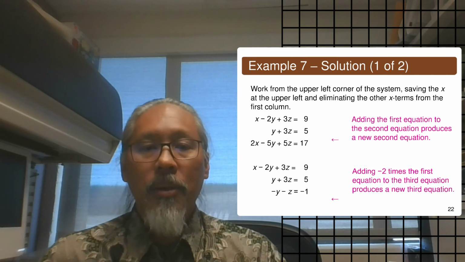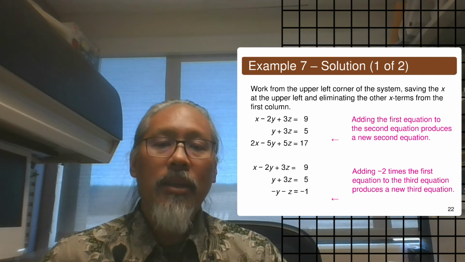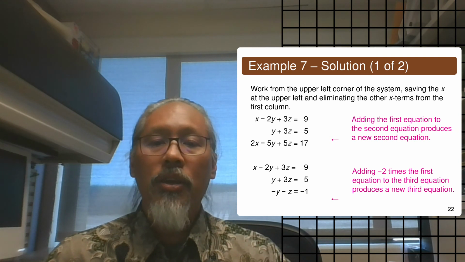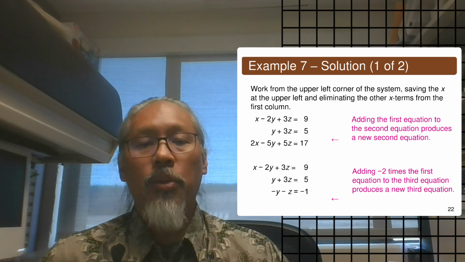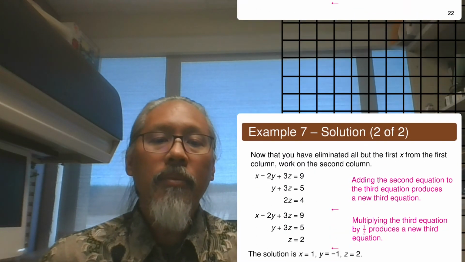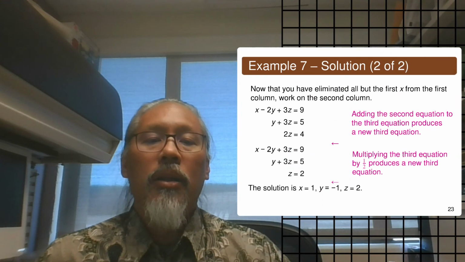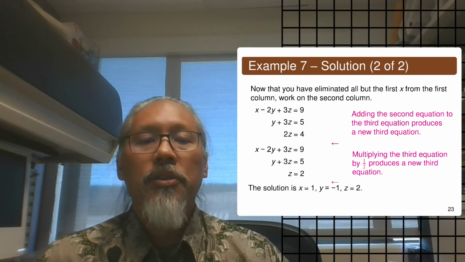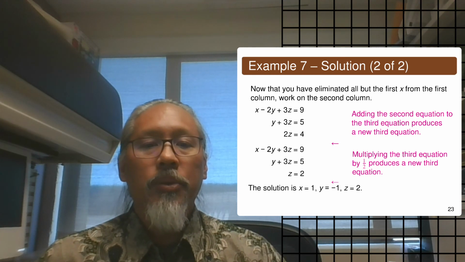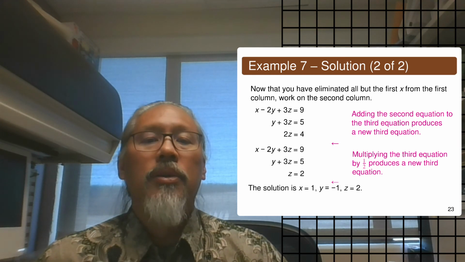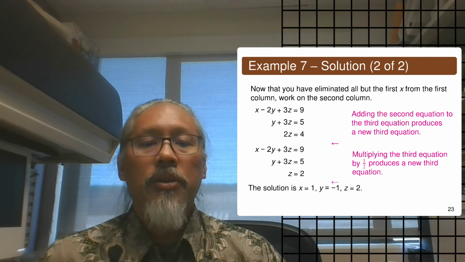And then we can do the same thing. We can add the second equation to the third equation, and we're going to be able to eliminate the y variable that way. And if we do that, our last equation will end up looking like 2z is equal to 4. And then from there you can solve for z. We can divide by 2, and we're going to get z is equal to 2.